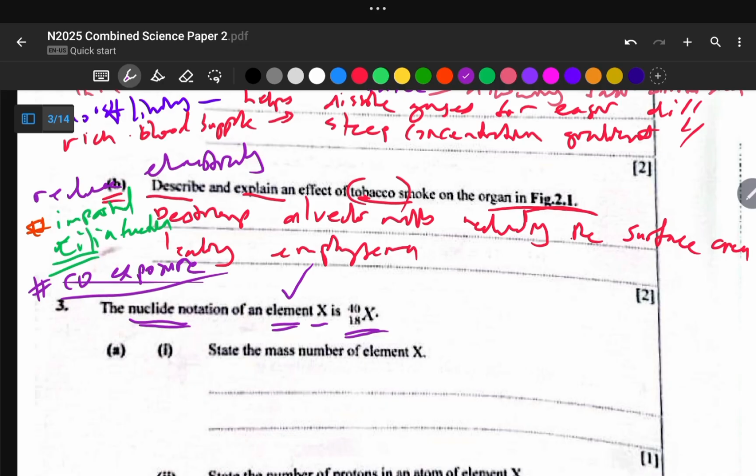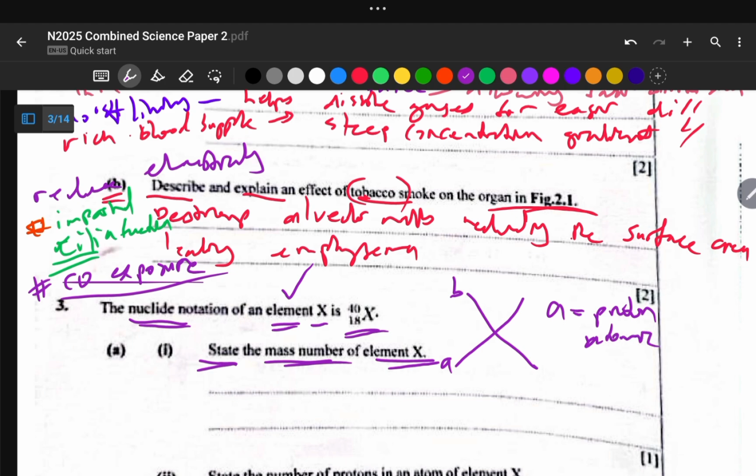So the first statement says, state the mass number of element X. This is the nuclide notation, and this is A, and this is B. We said in our discussions, A is the proton number or the atomic number, and B is the mass number, which is the sum total of protons and neutrons. For a neutral atom, the number of protons is equal to the number of electrons. What is a neutral atom? A neutral atom is one which doesn't have any charge. Charged particles are called ions.